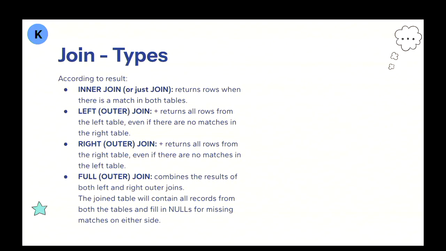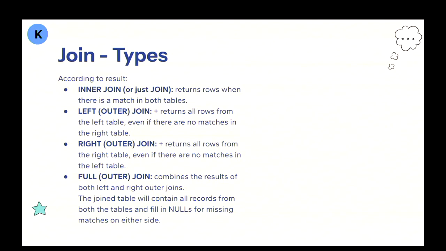And the full join, which is also an outer join called full outer join, is used to combine the results of both left and right tables. So the join table will contain all the data, and if there's no match, the attributes of the other table will be filled up with null values.